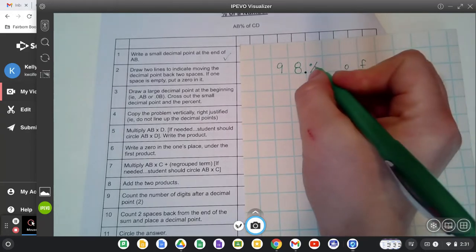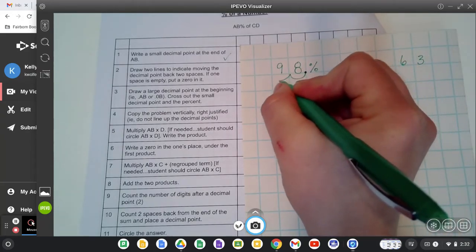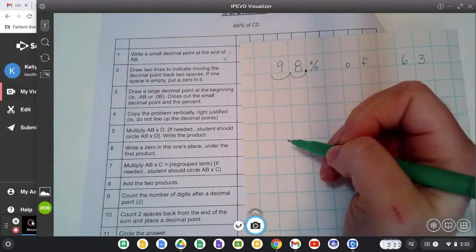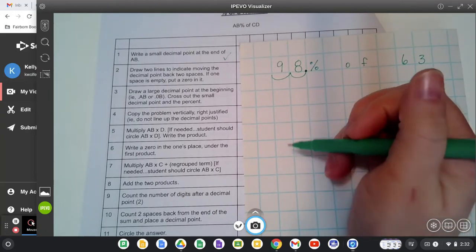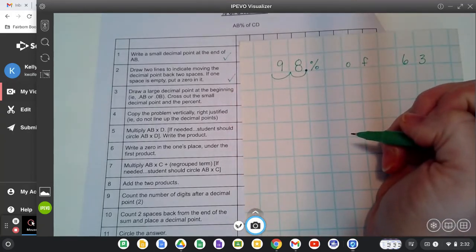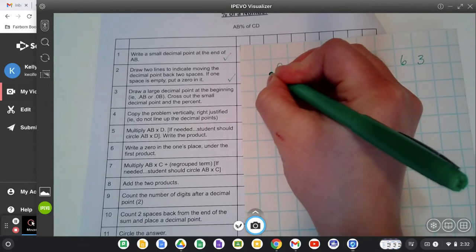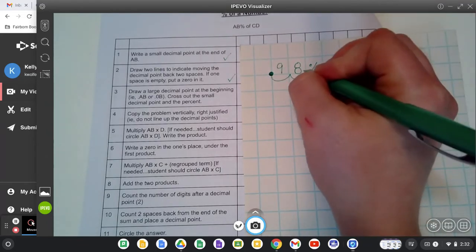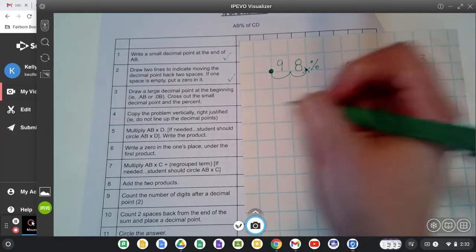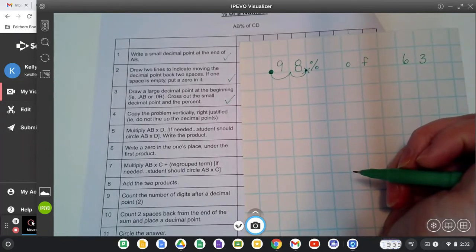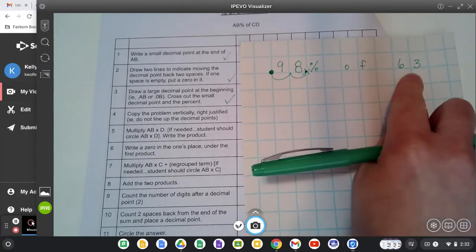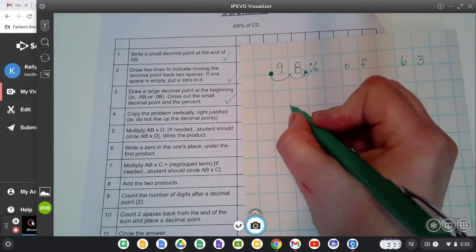Next job, make 2 loops back. 1, 2. If there's any boxes, we'll put a 0 in the box, but I don't see any empty boxes. So I don't need to put a 0. I just make my 2 loops. Next job, put a large decimal point right here and X out your small one. And we know when it's X'd out, it's gone. Next step, I'm going to skip a line. I'm going to skip this line. And then I'm going to make a times problem.